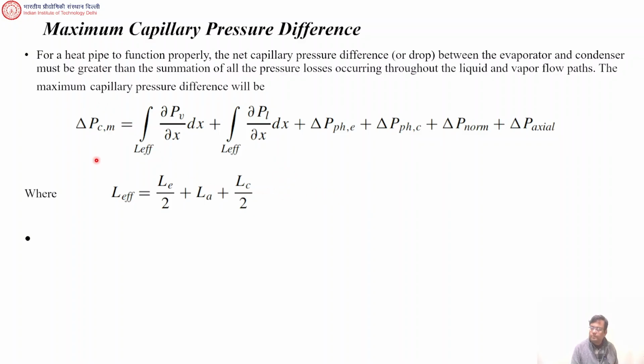You have a capillary pressure difference. The capillary pressure difference has to be able to overcome some pressure drops. There will be pressure drop in the vapor, there will be pressure drop in the liquid, there are some other kinds of pressure drops which we'll get into, and we are trying to generate the capillary pressure difference which can overcome all other pressure drops so that the liquid moves in the wick, right? That's the idea.